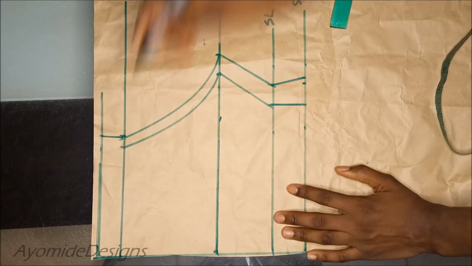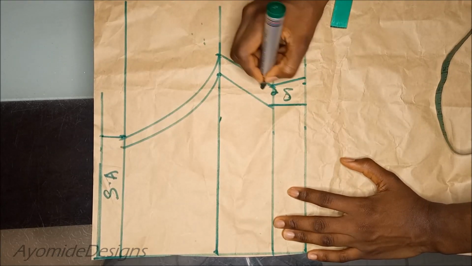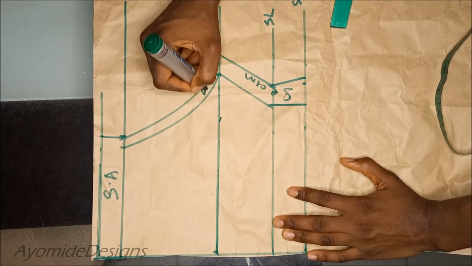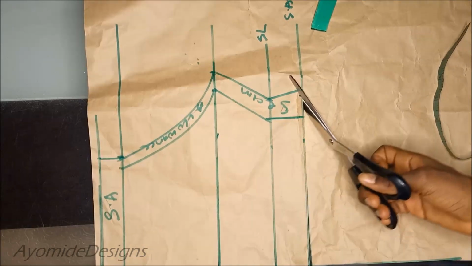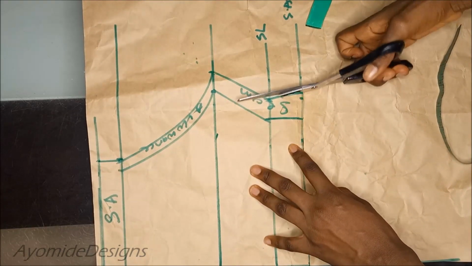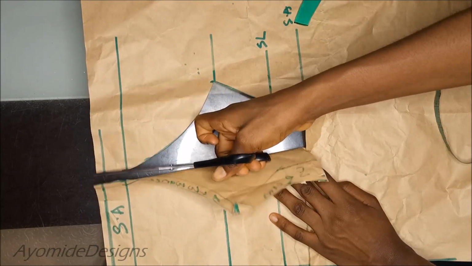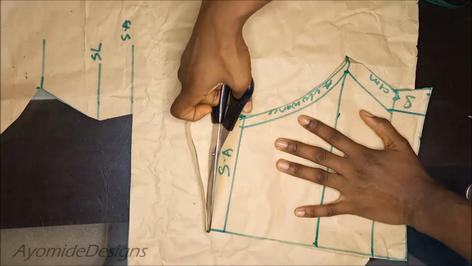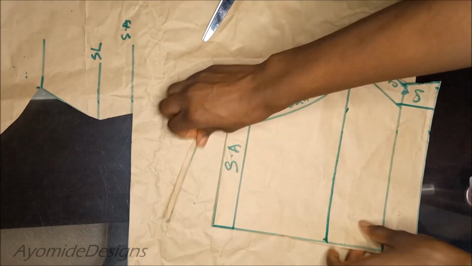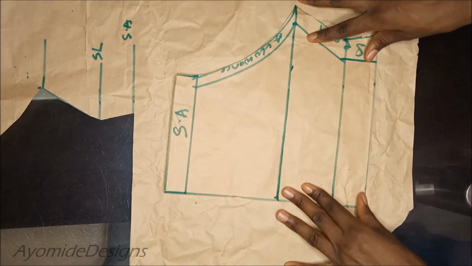Once I'm done with all of these, the next thing I will do is to cut out my pattern. So I'm just going ahead to indicate that this is my seam allowance, and then I'll go ahead and cut out my pattern. Once I'm done cutting out my pattern, I will also go ahead and cut it on my fabric.